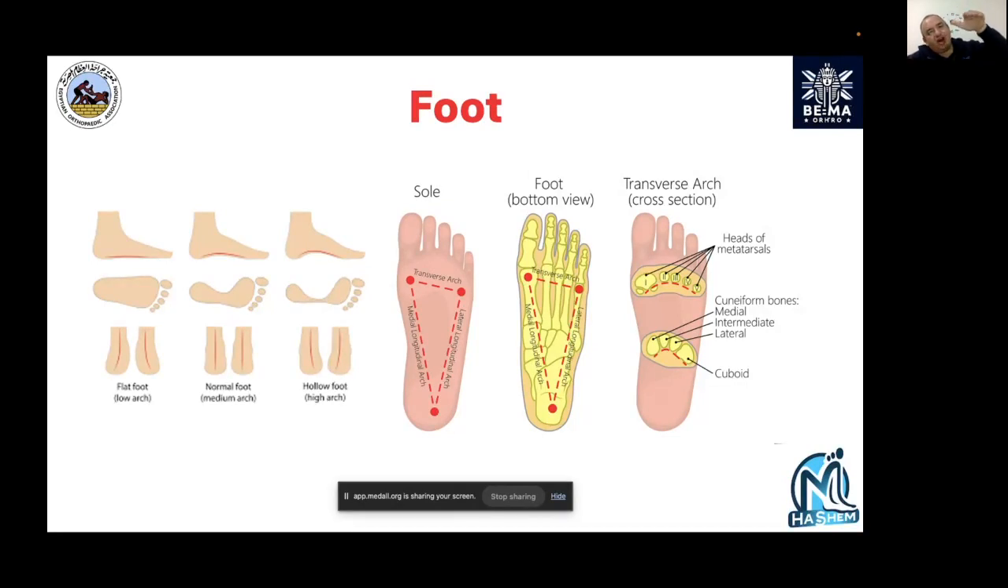To do this, you have to have a normal arch. If you have a normal arch, you have a tripod: first MTB, fifth metatarsal head, and a heel. And you walk with this tripod. This tripod gives you the option to have a rigid lever when you push off. This allows you to move easily, allowing you to translate from one step to another in a very easy way.